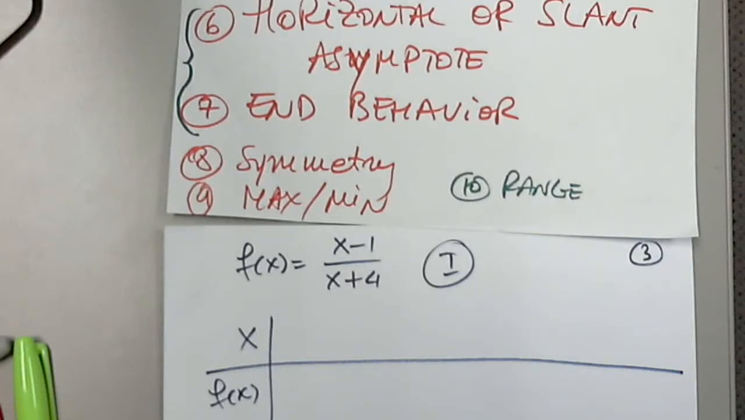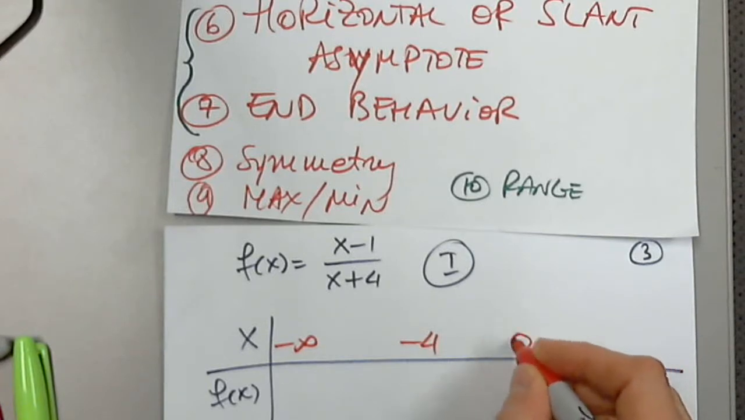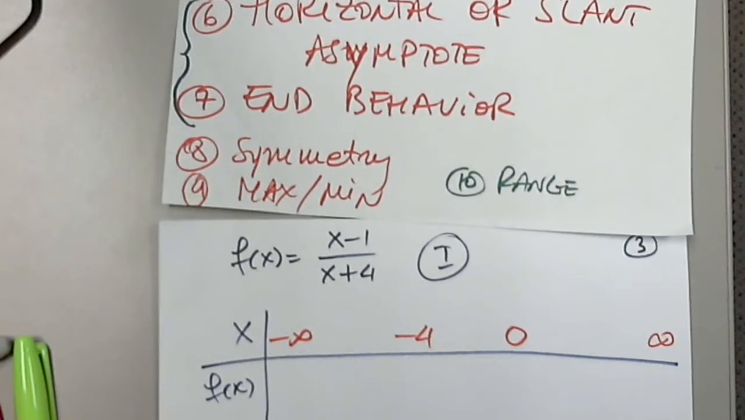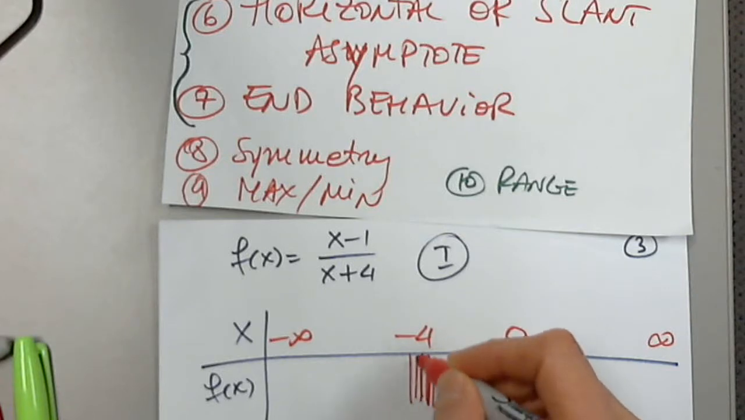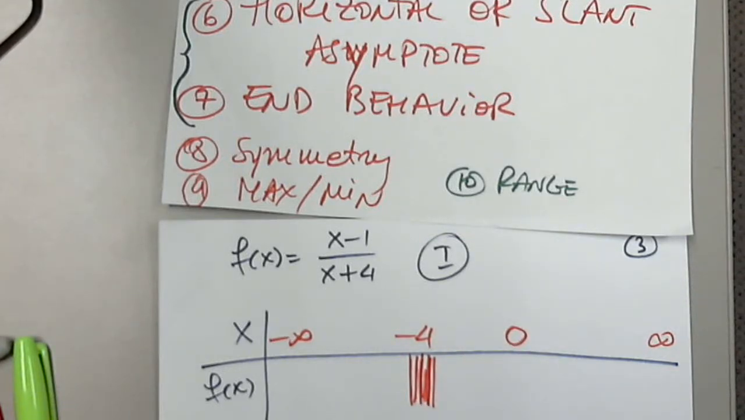What is the domain of this function? All real numbers, negative infinity to 4? No, negative 4, with parentheses. Why would I exclude negative 4? Because the denominator can't be 0. So negative infinity, negative 4, 0 must be in the chart. And what would I write under negative 4? There is nothing I can write under negative 4, because you're excluding negative 4.